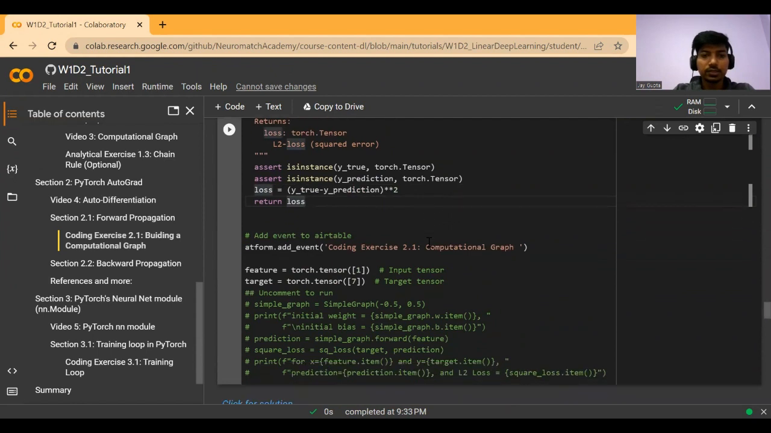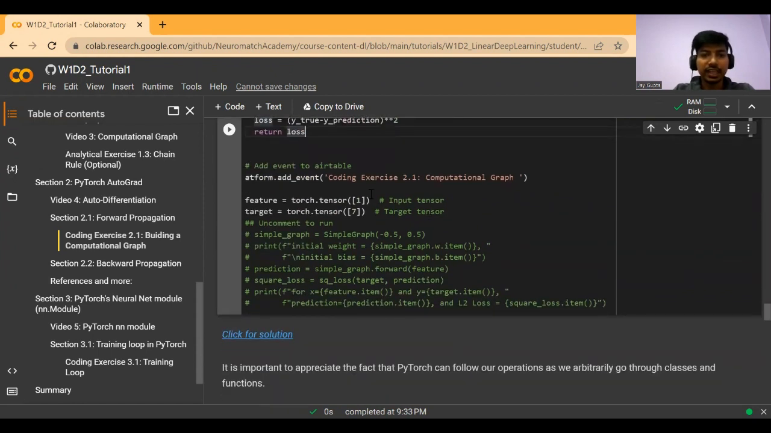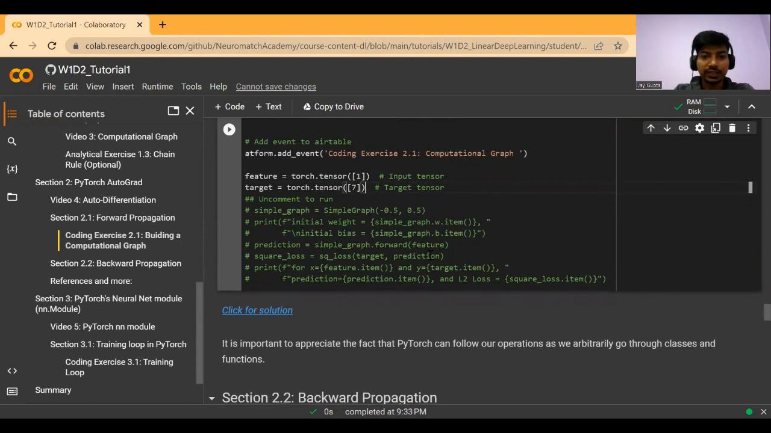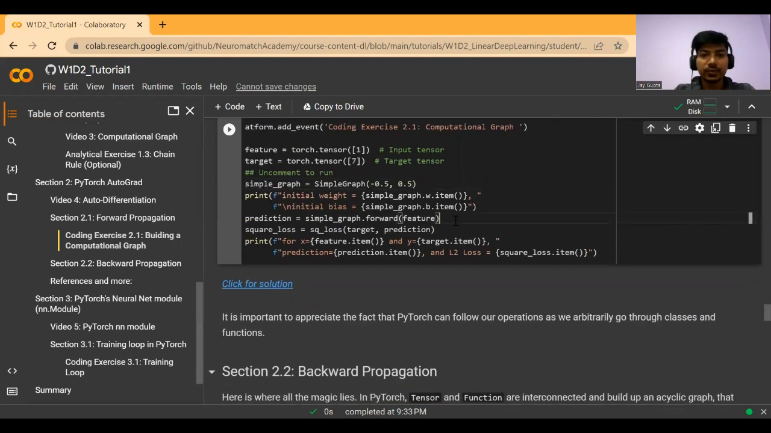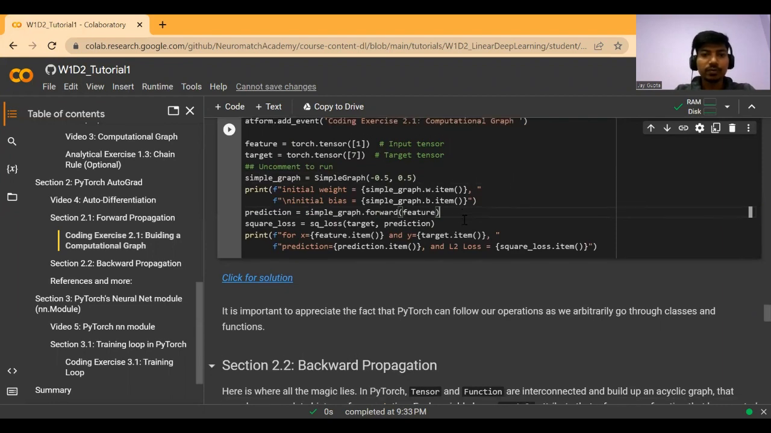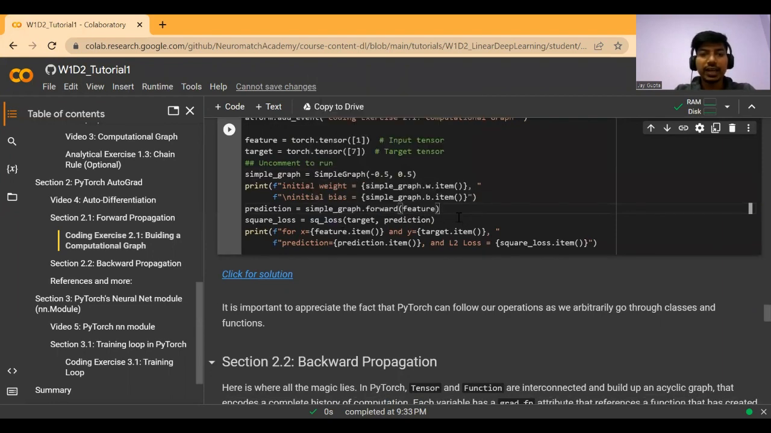So now at last we are initializing our input with 1 and the target is 7. Now let's uncomment this code and run it to see what our outputs and the loss will be. We are initializing a class with weight minus 0.5 and bias 0.5. In this line, we're calling our forward function with a feature. Then in the square loss, we're calculating the loss between the target and the prediction. Let's see what we get as an output.